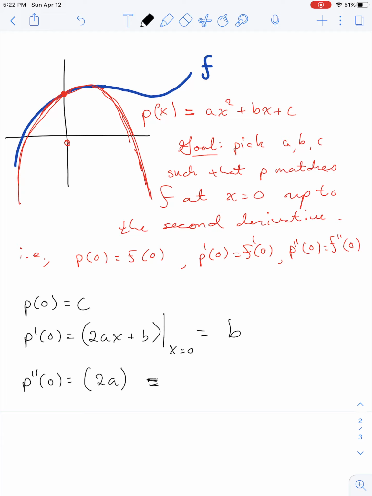That is the second derivative, the 2a is the second derivative of this parabolic function. And what do I want? I want p of 0 to equal f of 0. So I'll take my function f, and I'll evaluate it at 0. And that's going to be how I find my value of c.